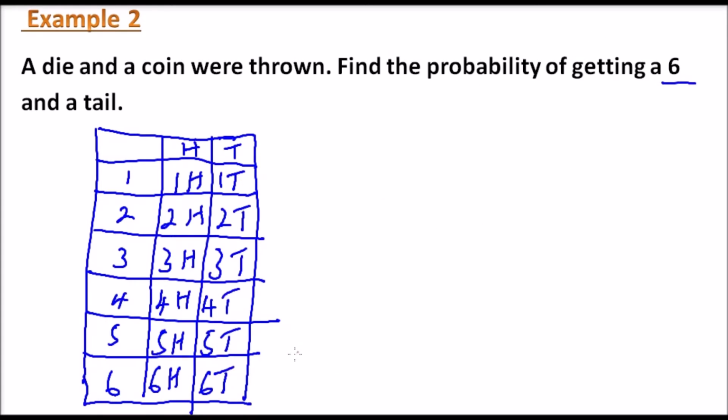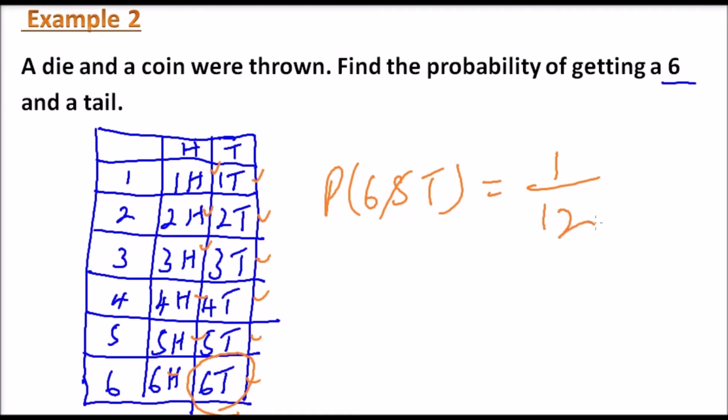Because we are told to get the probability of getting a 6 and a tail, you can see here it only occurs once, a 6 and a tail, out of 12 outcomes. So the probability of getting a 6 and a tail is once out of 12 outcomes. So you still get the same answer using that method.